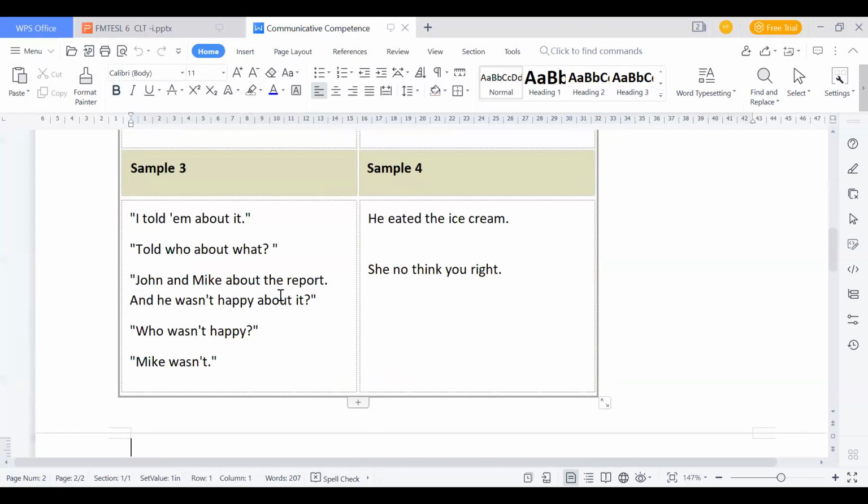Okay. Here's sample 3. Look at this. I told him about it. Told who about what? John and Mike about the report and he wasn't happy about it. Who wasn't happy? Mike wasn't. What is lacking in this language? Which competence?